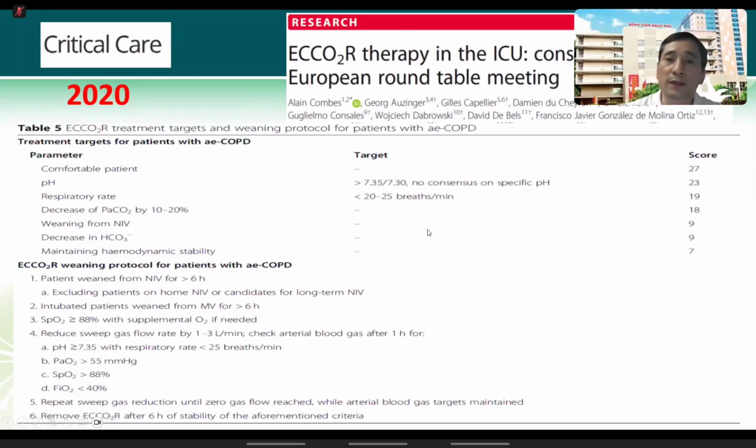And something like this is okay. They also target parameters and also weaning, similar to ARDS patients. They also recommend based on those criteria.